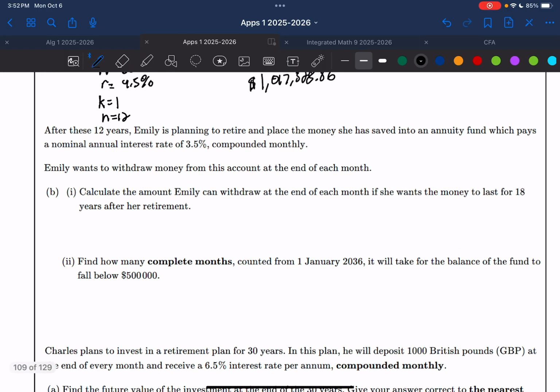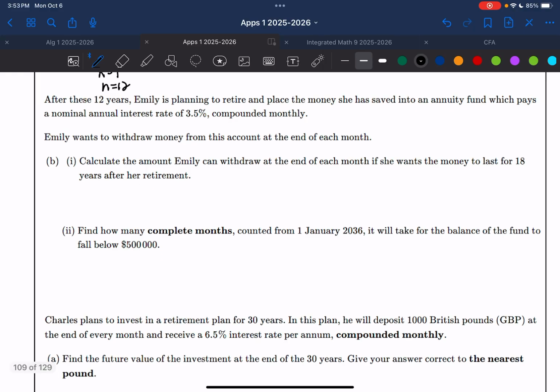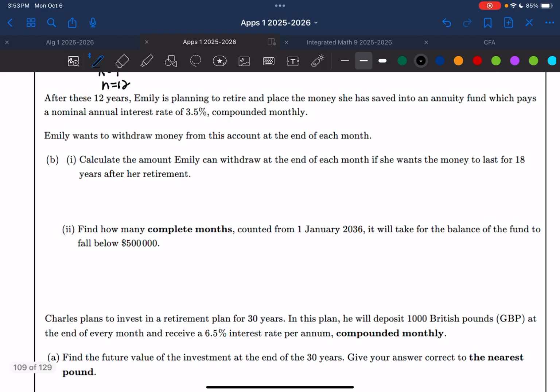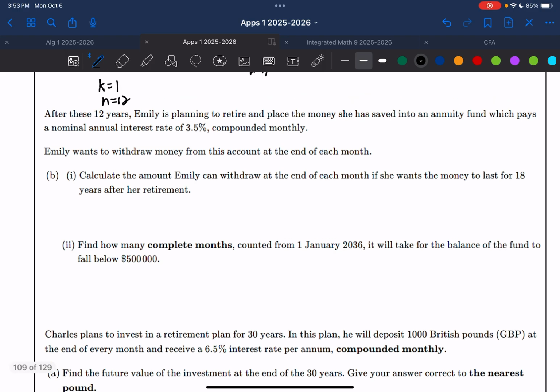After these 12 years, Emily is planning to retire and place the money that she has saved into an annuity fund, which pays a nominal interest rate of 3.5% compounded monthly. Emily wants to withdraw money from this account at the end of each month. Calculate the amount of money Emily can withdraw at the end of each month if she wants the money to last for at least 18 years into her retirement.